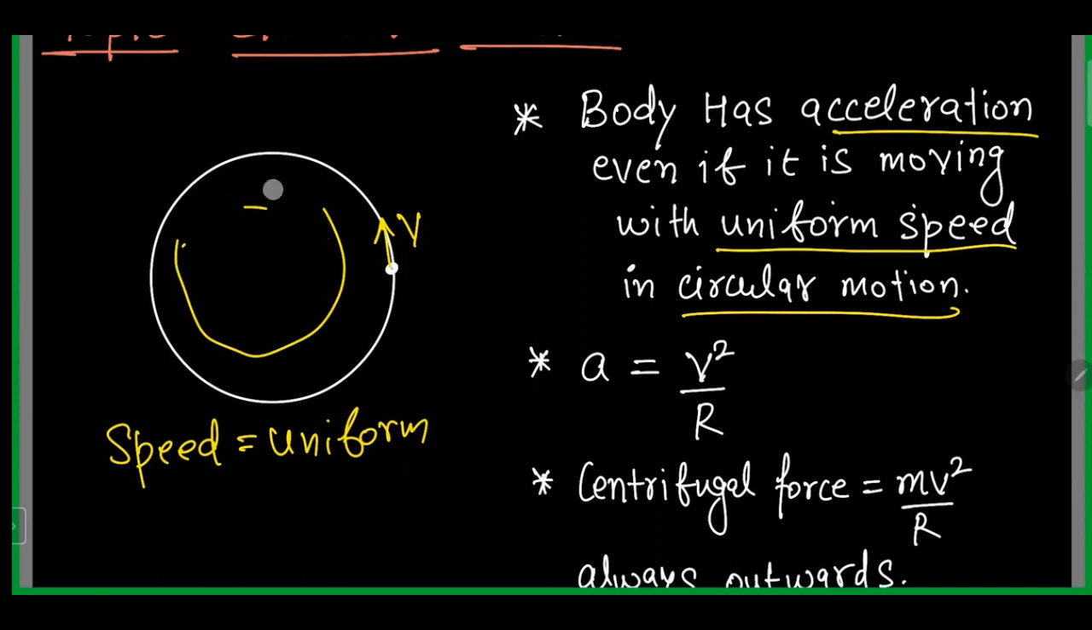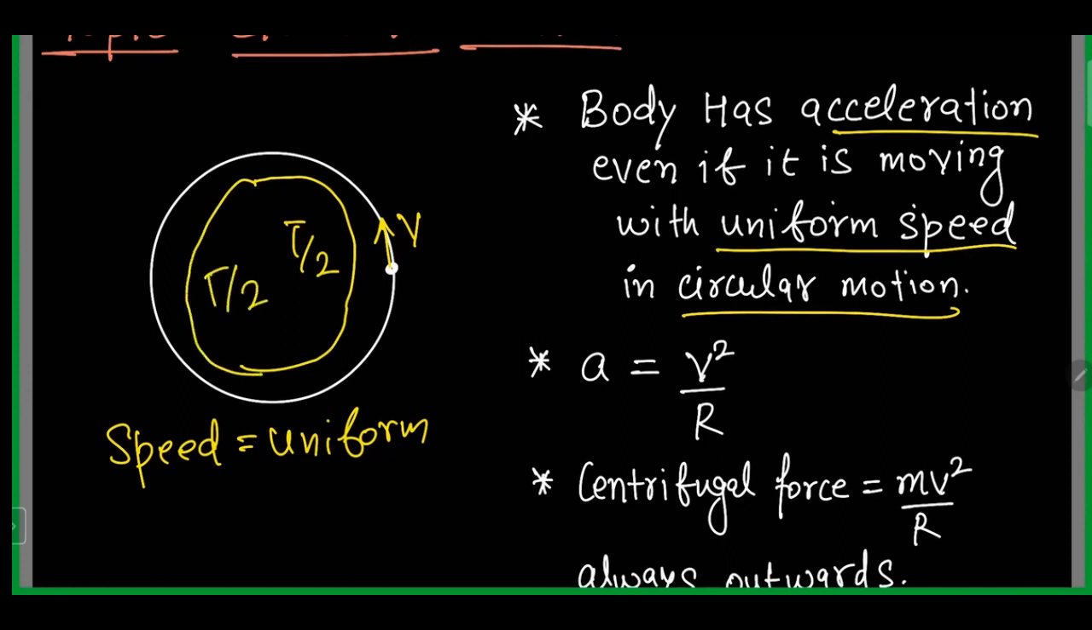So if it took t by 2 time to complete half a circle, then it will again take t by 2 time to complete the other half. Okay, so this is very uniform motion. It is covering equal distance in equal intervals of time. So speed at all times is 2 meters per second, or let's say 3 or 4, at all times. Here also the speed is 2, here also 2, here also 2. So speed is not changing. Still there is an acceleration.